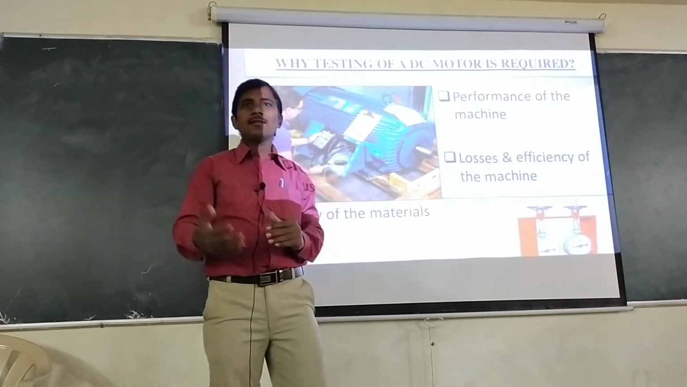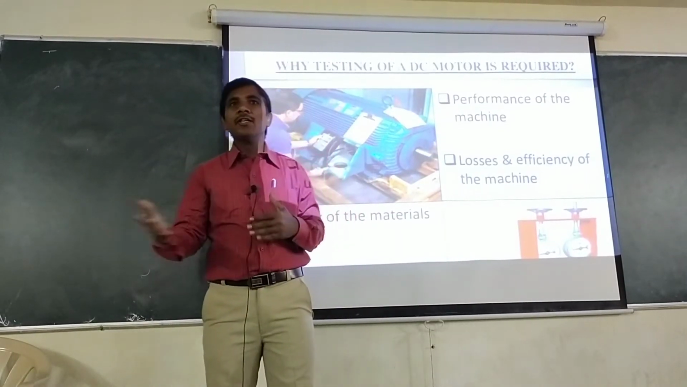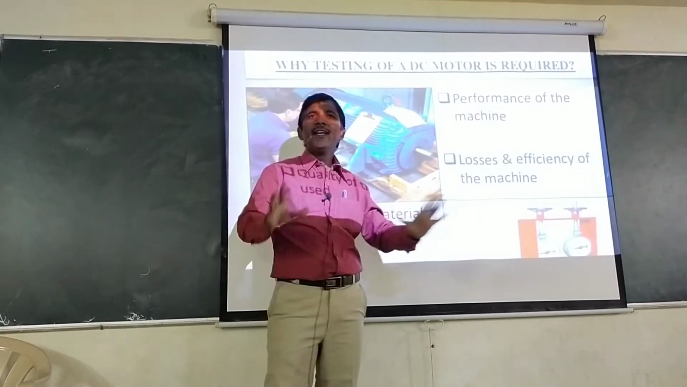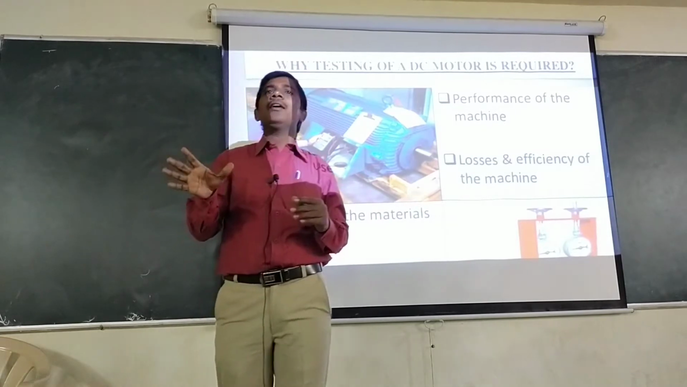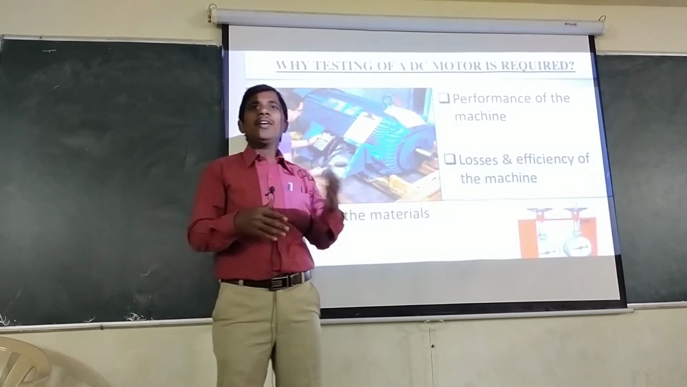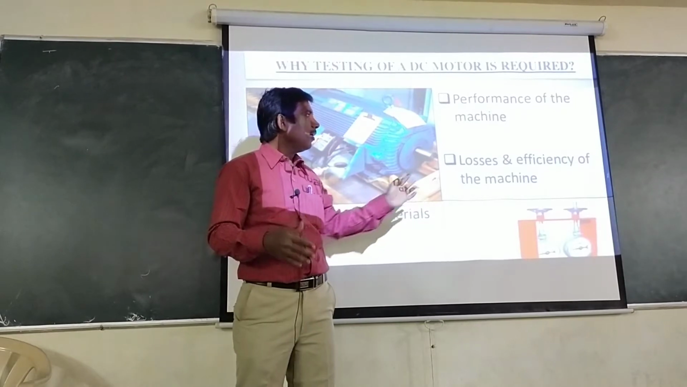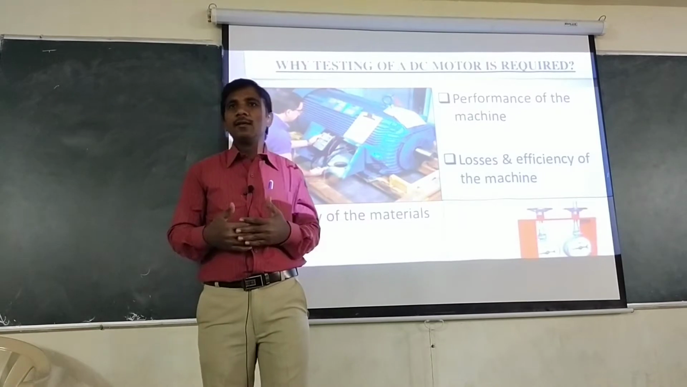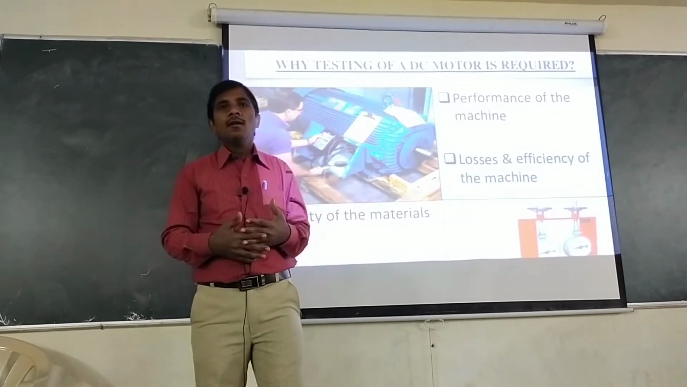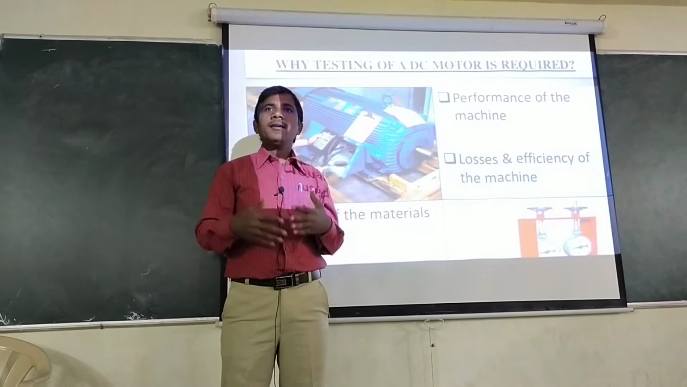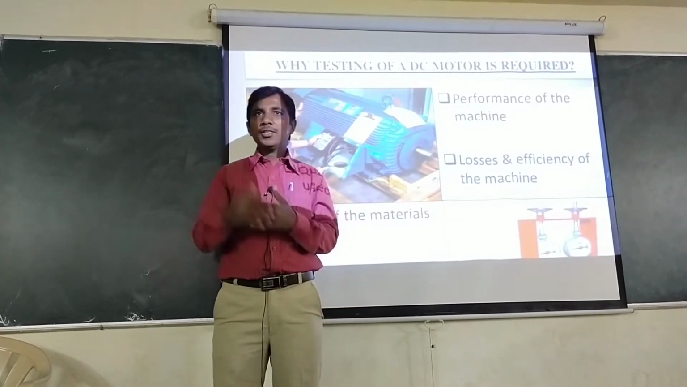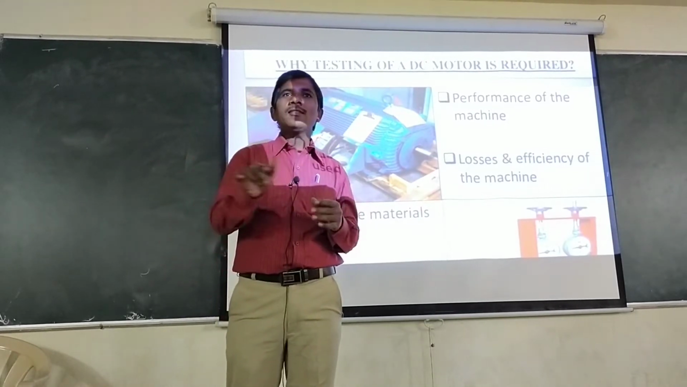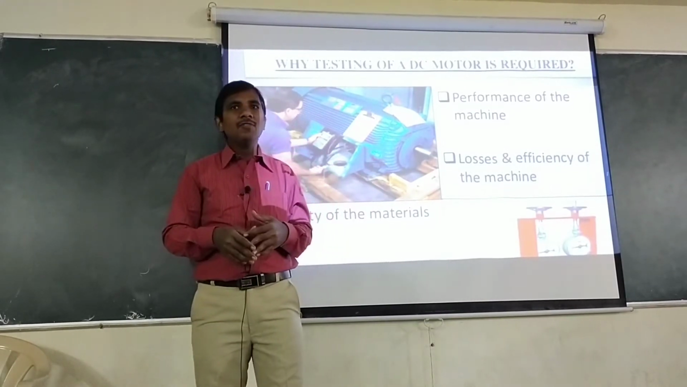To find the losses: the motor may be pumping the water and running effectively, but if the losses are more, it gets heated up, because the losses appear in the form of heat. Hence we need to find the efficiency of a machine and its losses. If the losses are increased in a DC motor, then what is the need of that DC motor? If you touch the motor, it will give more heat if the losses are increased.